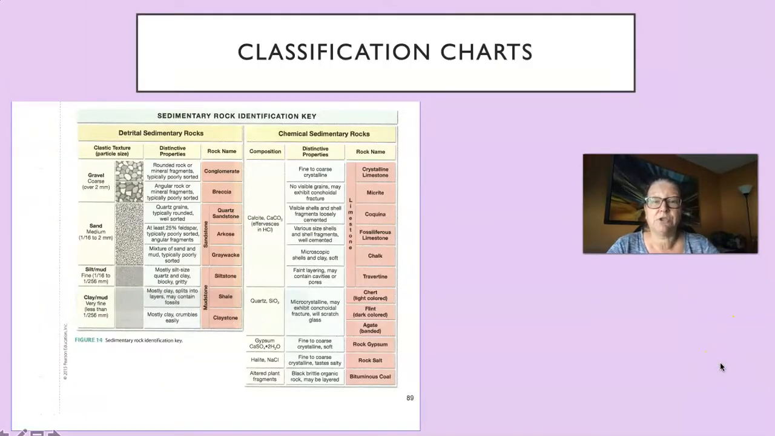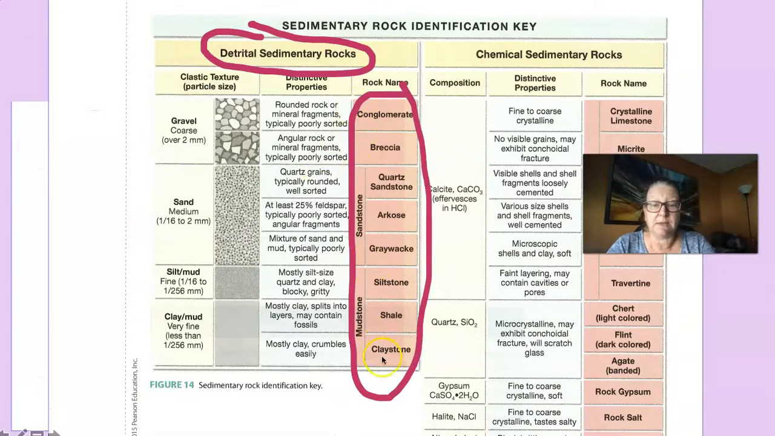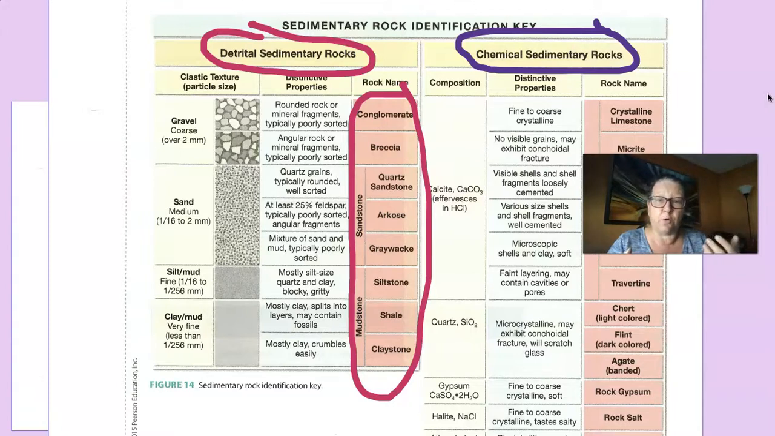Next, we have the classification charts for sedimentary rocks, and these generally fall into two major groups. I'll blow this up a little bit. We have the detrital sedimentary rocks, which form from physical weathering, physically breaking down the rocks into smaller pieces. And the names you're going to use are going to be from this column here. Then we have a very different kind of sedimentary rock called a chemical sedimentary rock. These are formed from chemical weathering and sediments that are essentially ions in solution. They're dissolved. And when they precipitate back out, they form rocks.